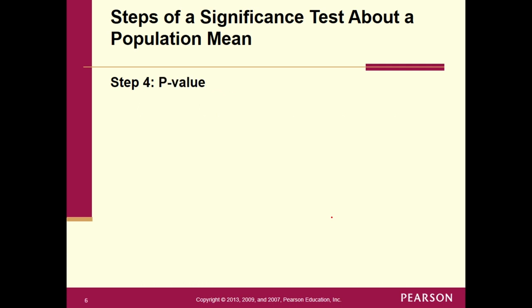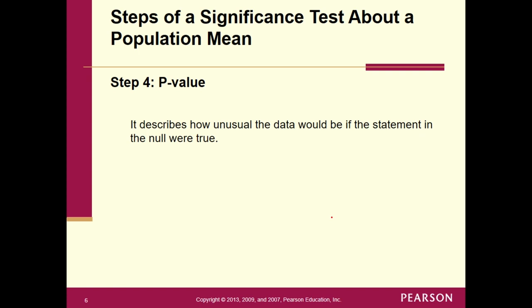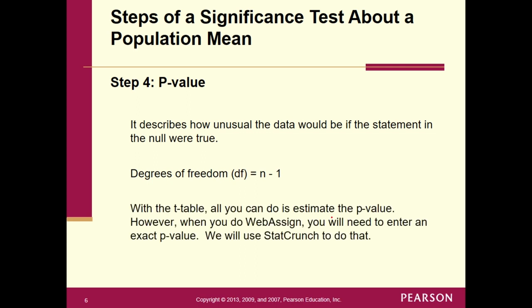Step 4, your p-value. Again, it describes how unusual the data would be if the statement in the null were true. And here's the problem: with the t-distribution, you have to have degrees of freedom. It's a function of the sample size, and it's n minus 1, still the same as it was with confidence intervals. Now, here's the problem: with the t-table, all you can do is estimate the p-value. With standard normal, that was one table and pretty specific, and so we could look up the p-value using our table.